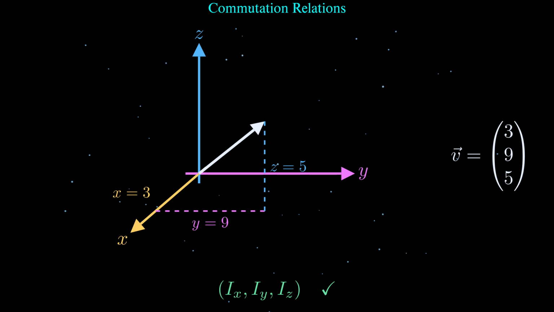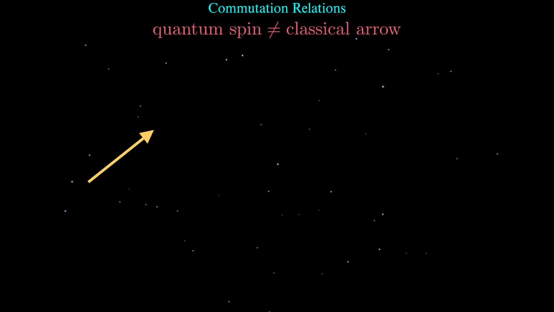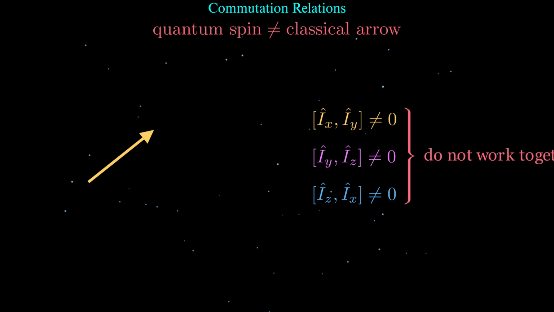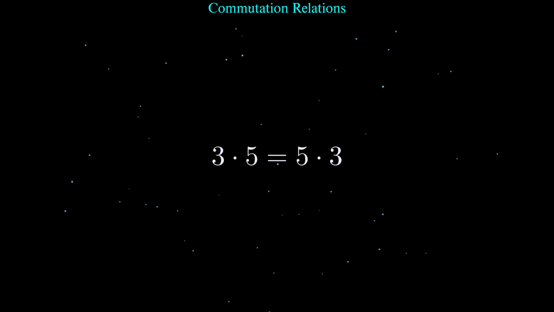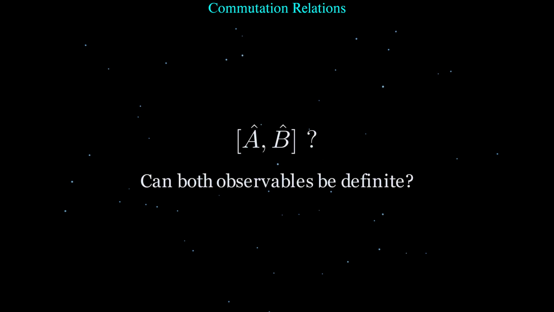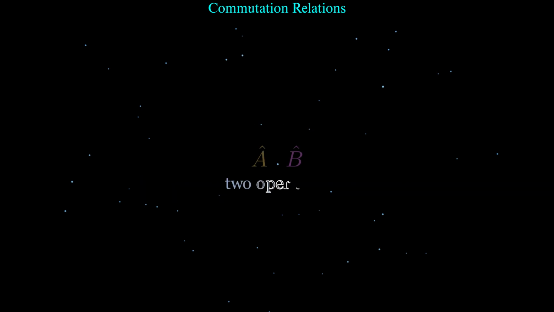But quantum spin is not a classical arrow, and this is where commutation relationships become important, because with those three angular momentum spin operators, they will not work together. Back when you learned multiplication, commutation questioned if 3 times 5 was the same thing as 5 times 3, and it is. You get 15 both ways. Here, commutation tells us whether two operators are compatible. And by compatible, I mean whether the corresponding observables can have definite values at the same time. Now, commutation isn't always true here. So let's build that idea slowly.